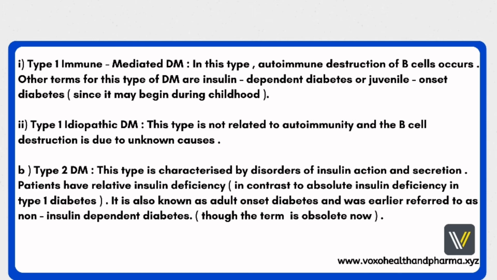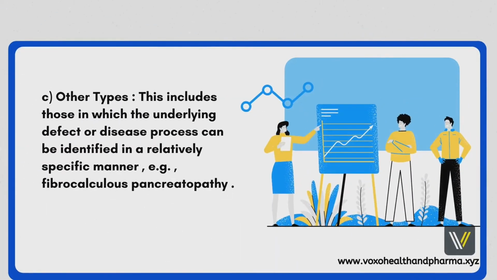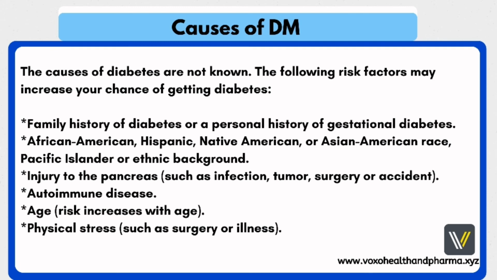Second part, type 2 diabetes mellitus. This type is characterized by disorders of insulin action and secretion. Patients have relative insulin deficiency, in contrast to absolute insulin deficiency in type 1 diabetes. It is also known as adult-onset diabetes and was earlier referred to as non-insulin-dependent diabetes, though the term is obsolete now. Third part, other types. This includes those in which the underlying defect or disease process can be identified in a relatively specific manner. Example: fibrocalculous pancreatopathy.